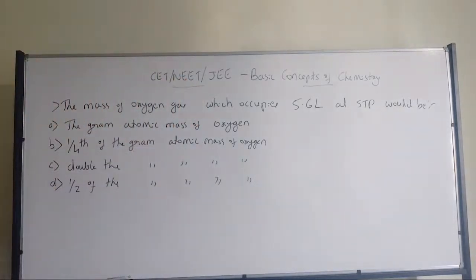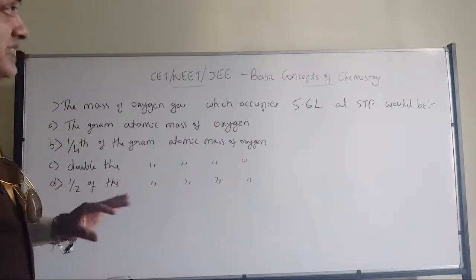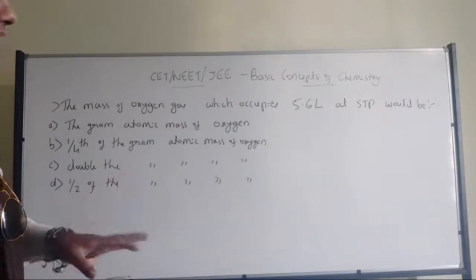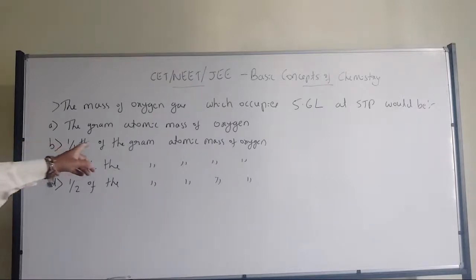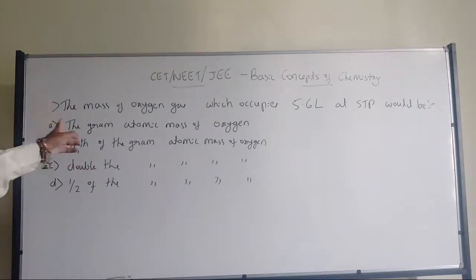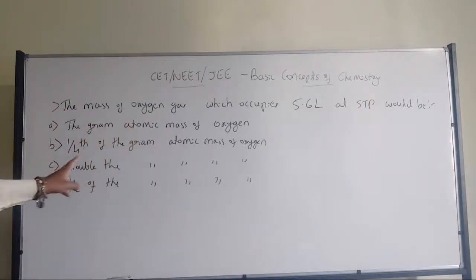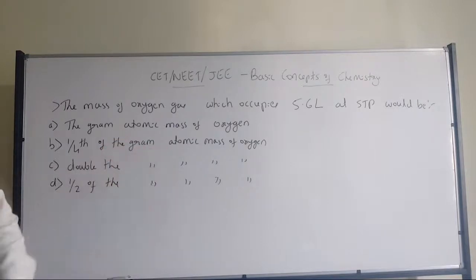This is what the options are. The mass of oxygen gas which occupies 5.6 liters at STP, standard temperature and pressure, would be: option A, the gram atomic mass of oxygen; option B, 1/4 of the gram atomic mass of oxygen; option C, double the gram atomic mass of oxygen; and option D, half of the gram atomic mass of oxygen. Can you try it out?